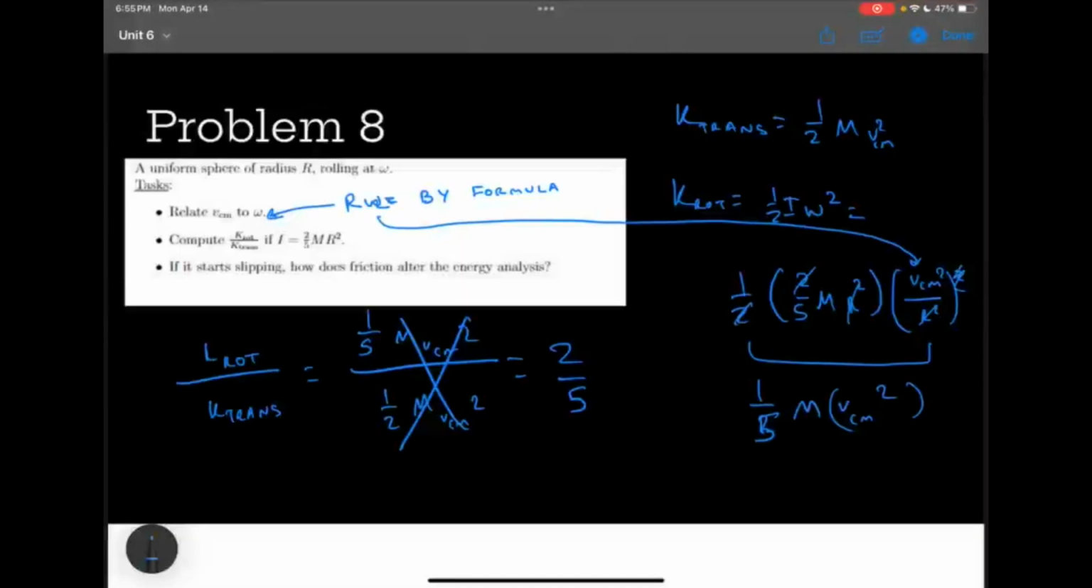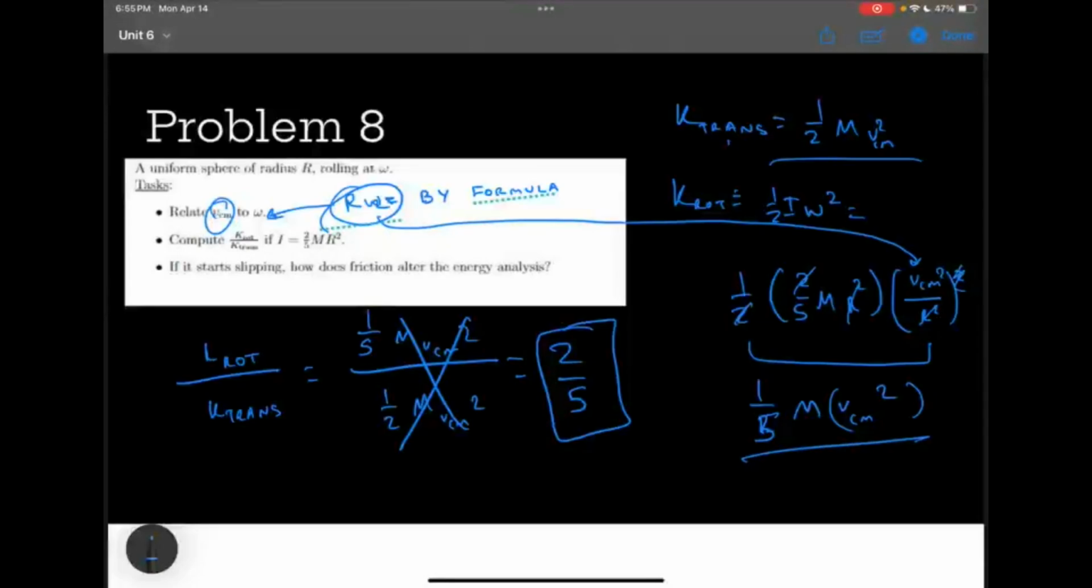Okay, so here I have the solution to this problem. Just some things to note: we have our translational and rotational kinetic energy, and then we do the same thing as the last problem. We're plugging in this formula to get the rotational kinetic energy in terms of the translational center of mass velocity. Then we expand some algebra out, and do a simple ratio using the moment of inertia that we got here. Just doing that, we got 2/5. And then for this part, if it starts slipping, how does friction alter the energy analysis?